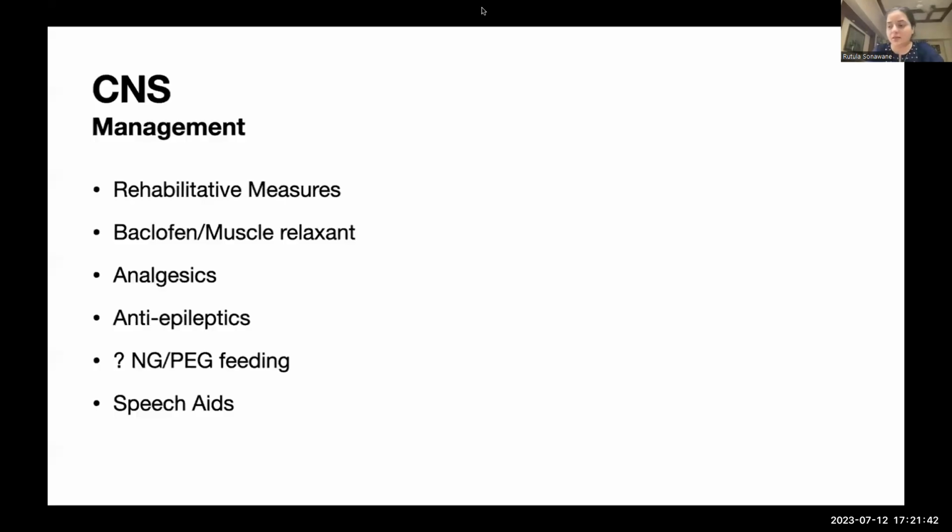Analgesics should be, sorry, the use of analgesics should be done appropriately according to the type of pain that the patient is going through. So can you tell me what are the potential types of pain that a patient with any neurological disease may have? One is musculoskeletal pain. What are the other types of pain that the patient might suffer through?